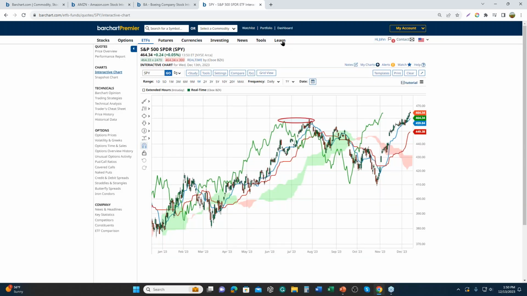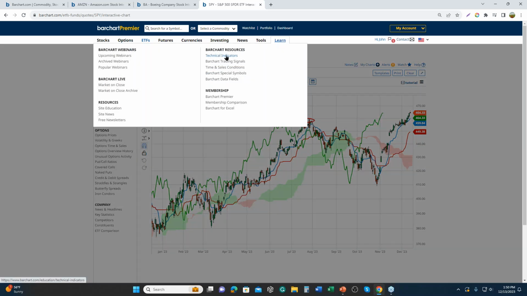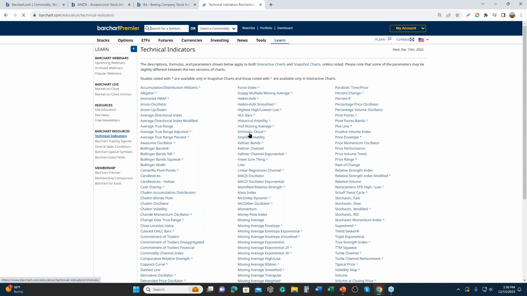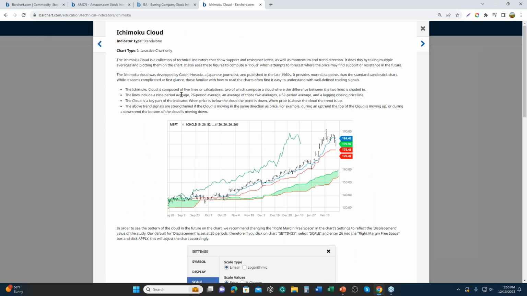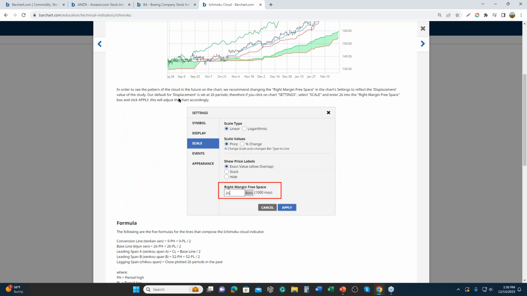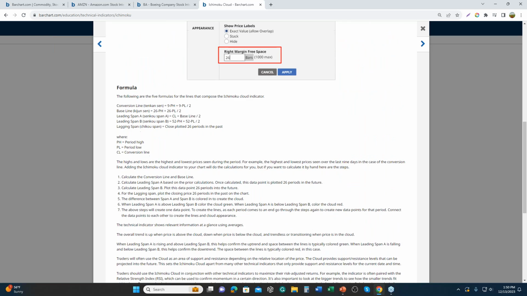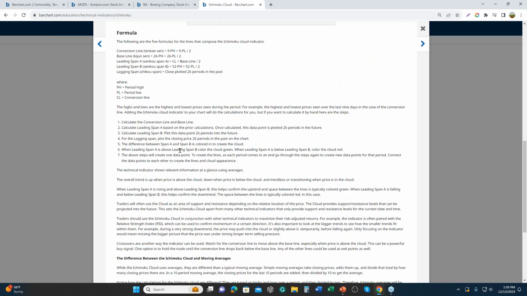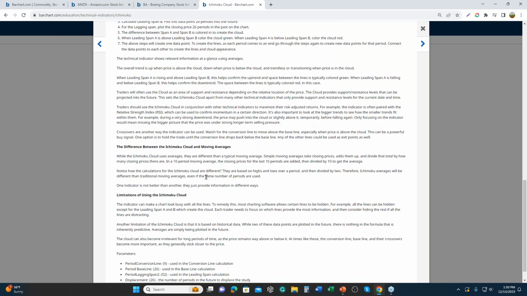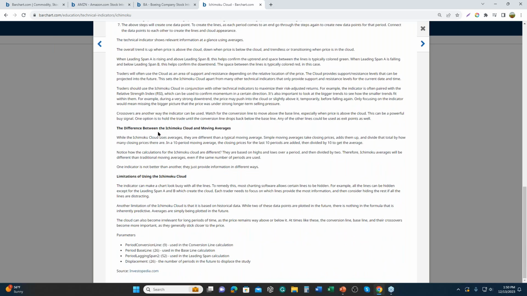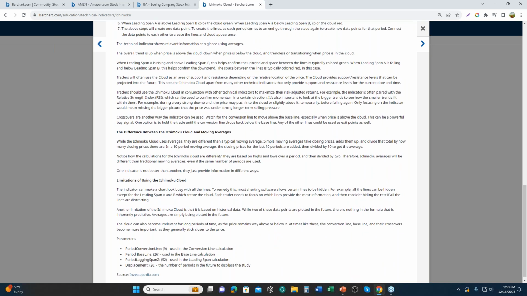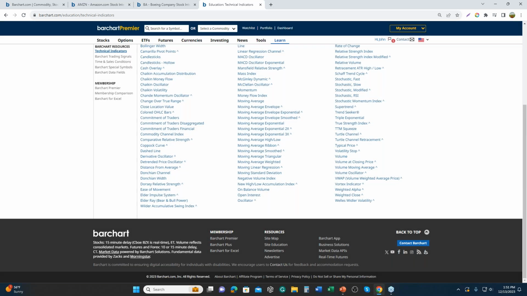Another thing you can do is go into the Learn section under the technical indicators and open that up, and that will give you a lot of the details of the things I just explained in the webinar: the formulations, what they represent, the calculations, the differences between the cloud and moving averages, and some of the limitations. I think I went into pretty good depth on it.